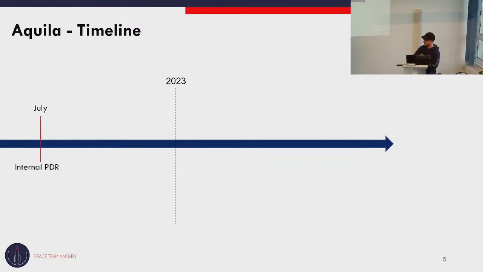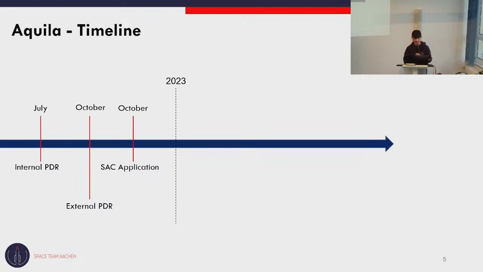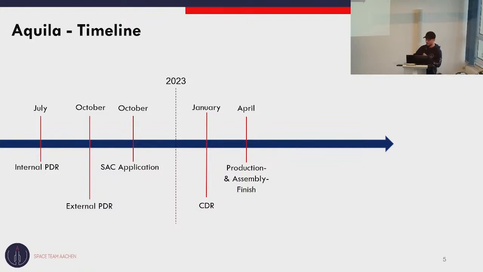This is the timeline. First of all, we started with an internal PDR, preliminary design review, in July. Now we're at the external PDR, so we are presenting our project to external members that are not in the space team, and furthermore, now we are in the SAC application phase. Until the 15th we can apply for the SAC. In January, we will have our critical design review, after which our design will be frozen. Afterwards, only the production and the assembly will take place, and when the rocket is produced and assembled, we will have a rollout event where we will present our rocket to the sponsors, to the space team, and also to certain other people.